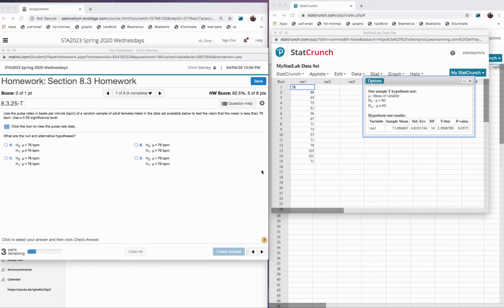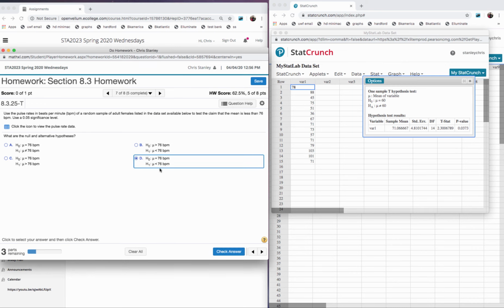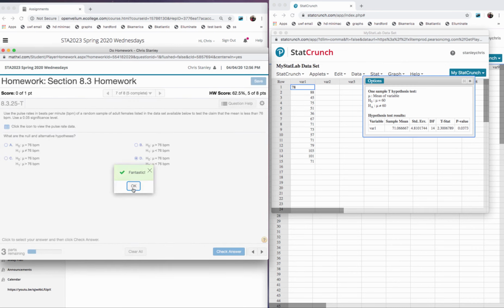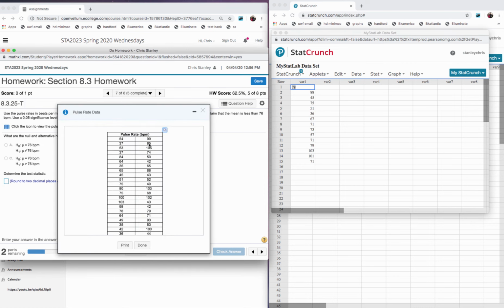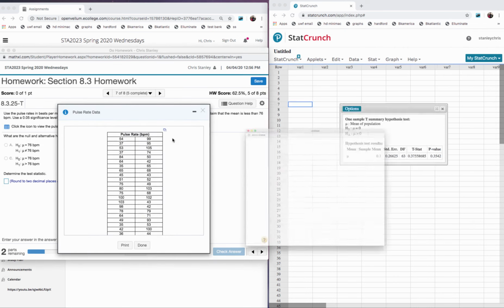Okay, and 2 more to go. Use the pulse rates from the beats per minute from a random sample of adult females, blah, blah, blah, less than 76. So they gave you a claim that's less than 76. That goes in your alternative. Once that goes in your alternative, then your null is going to be that it's equal. It's always how it works. Okay, now we have to run the test. So we'll go ahead and pull it up in StatCrunch. So here's the data. Open in StatCrunch.